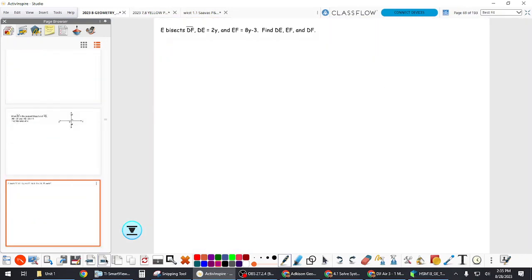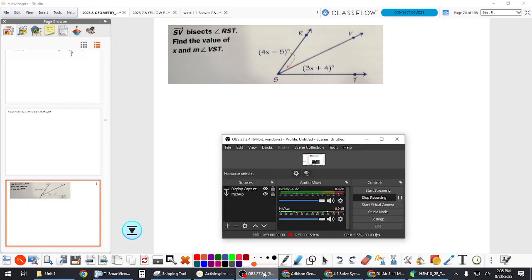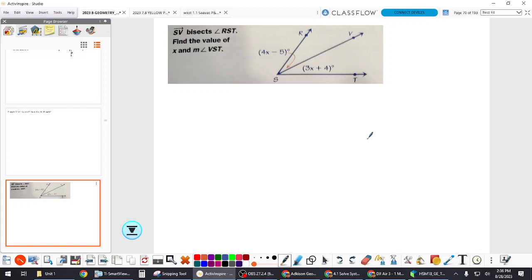So let's go look at some. I'm going to come back to these. There's one. If you'd like to write this in your notebook as an example, I'll give you a second to draw it down. So notice, we have a picture, but these problems can come without one. It could just give you angle names and say this is an angle bisector. So be prepared to do it both ways. So SV, that's ray SV, bisects angle RST, and it wants us to solve for X. And then we'll talk about that last part when we're done.